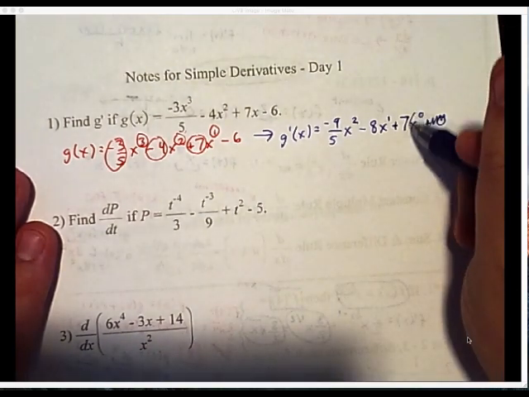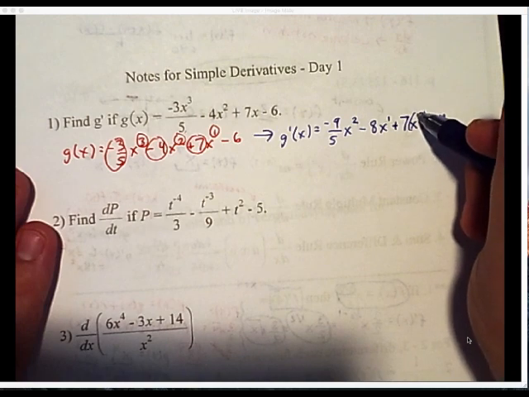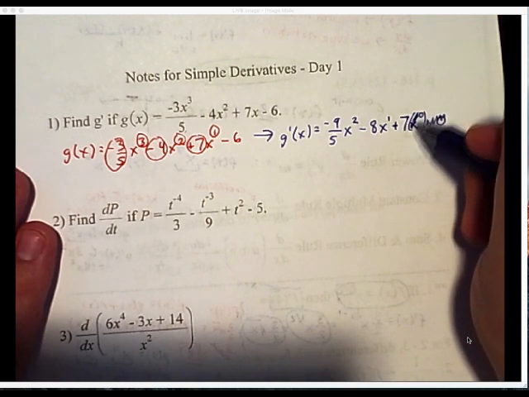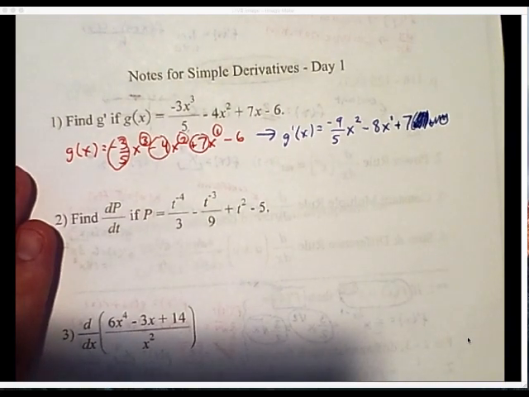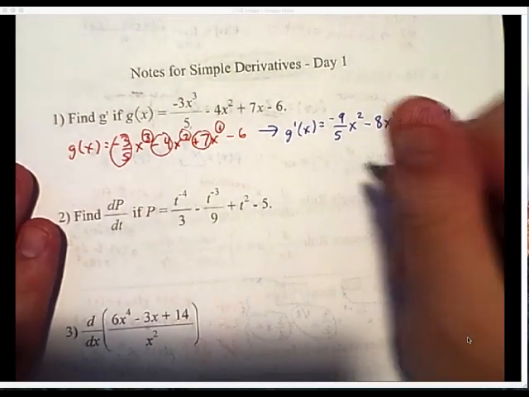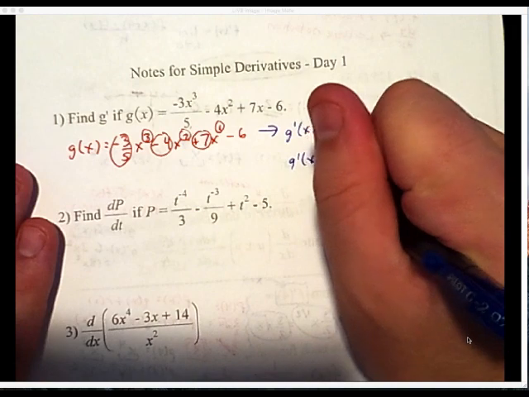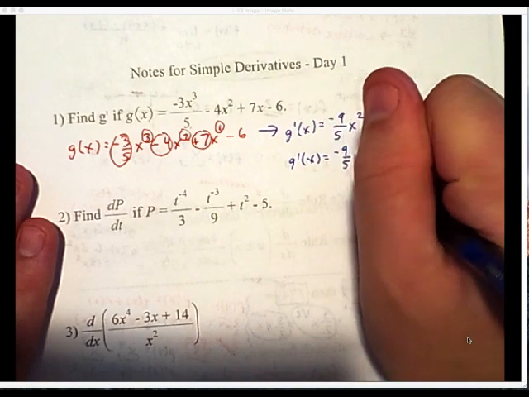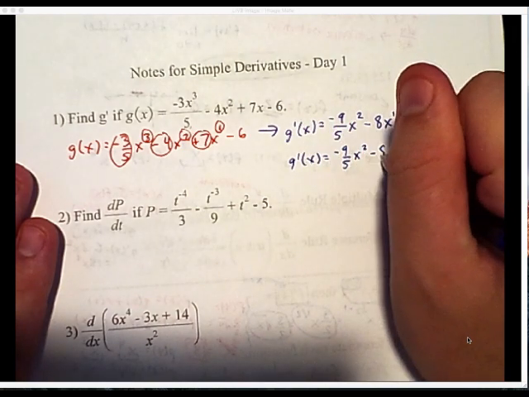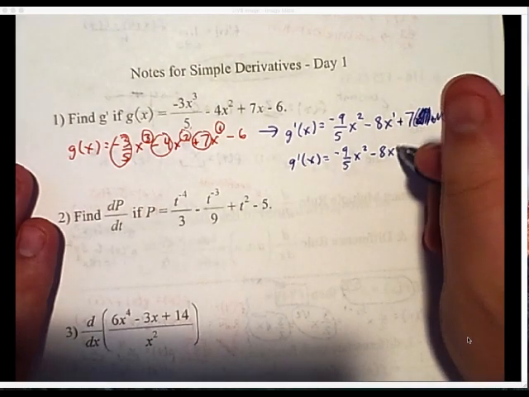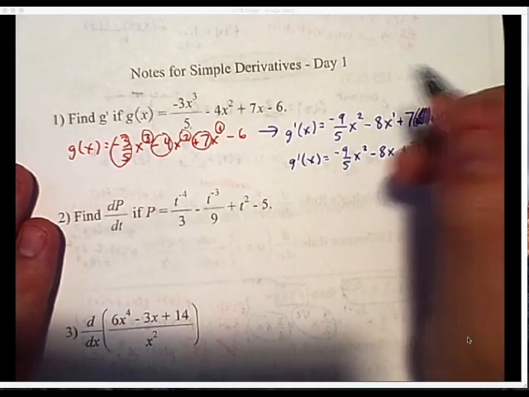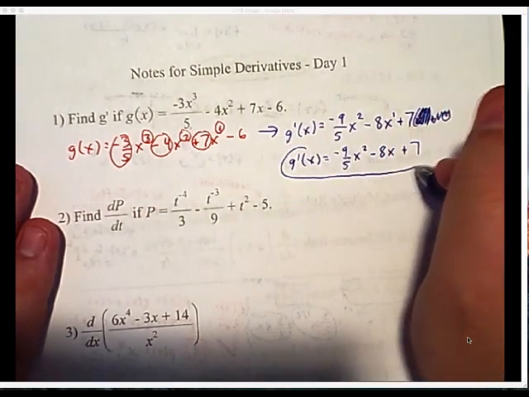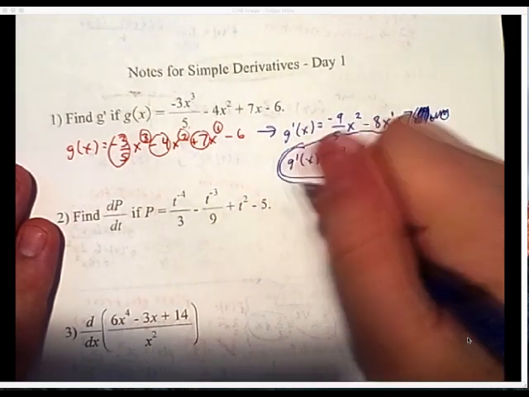And what is x to the 0th power? It's an understood 1. So if I replace this thing with a 1, it's just 7 times 1, which would be 7 still. So here, g prime of x simply equals -9/5 x squared minus 8x, x to the first is just x, plus 7. So that's what the derivative is.